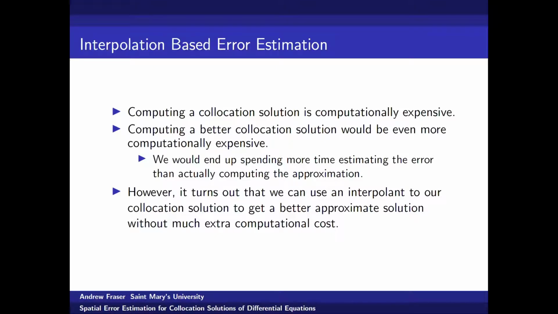Although computing a collocation solution is computationally expensive, and computing a better collocation solution would be even more computationally expensive. This would end up having us spend more time estimating the error than actually computing the approximation which we return. However, it turns out that we can use an interpolant to our collocation solution to get a better approximate solution without much extra computational cost.